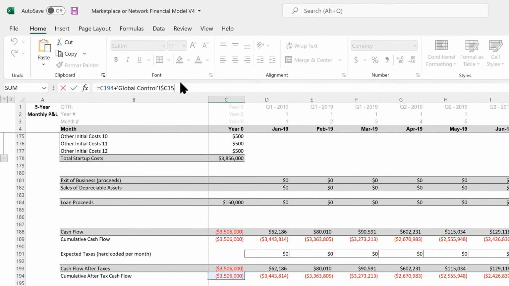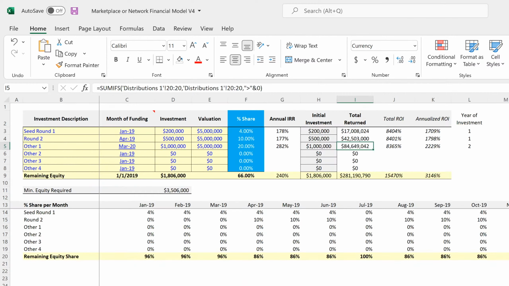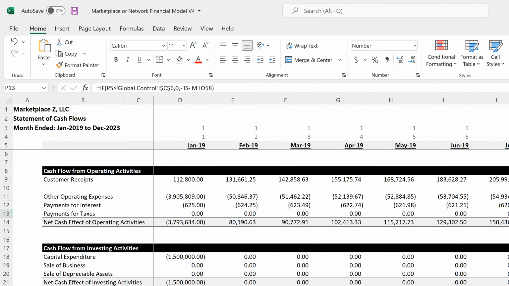Look at this, this is C16 now. Let's make sure these match. 3,506,000. Yep. But now this is not coming in all up front.